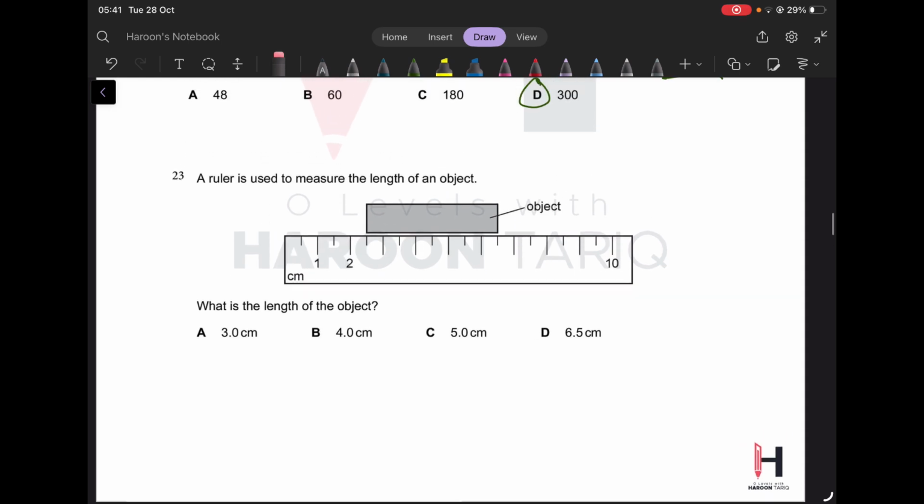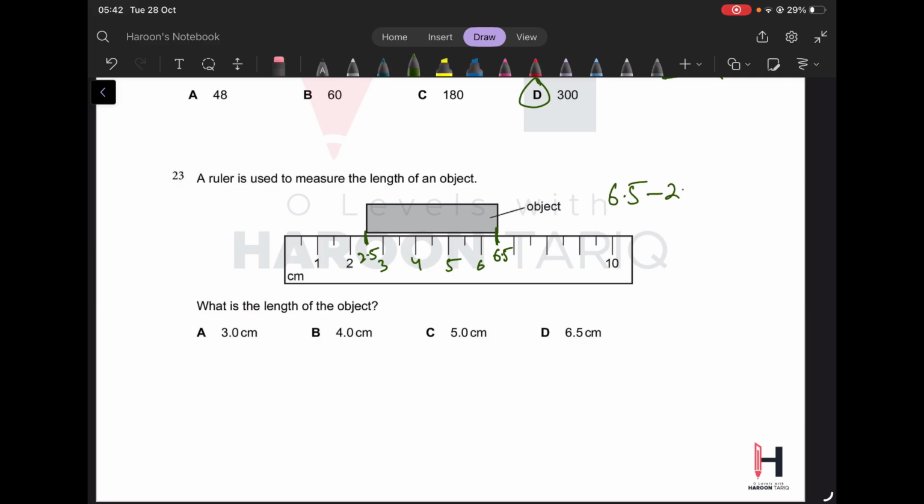Next, what is the length of the object? Over here we have 2, then this should be 3, 4, 5, 6, and this is 6.5. This is the ending point, the final value, and this is the starting point, 2.5. Final minus initial, 6.5.